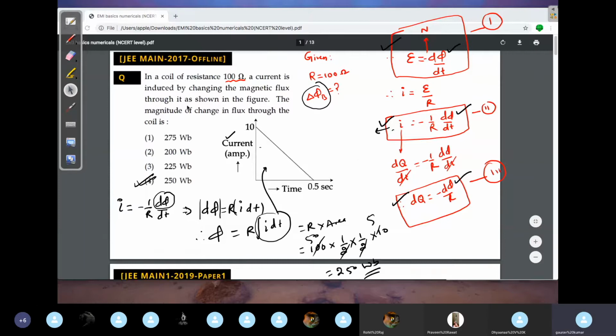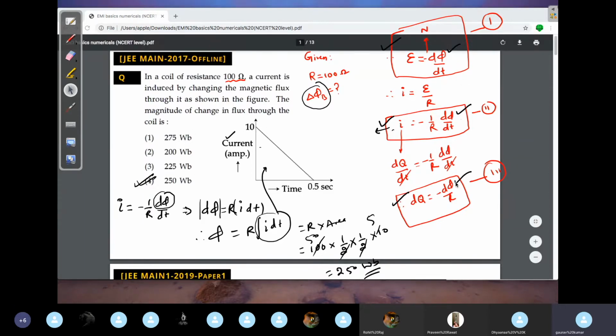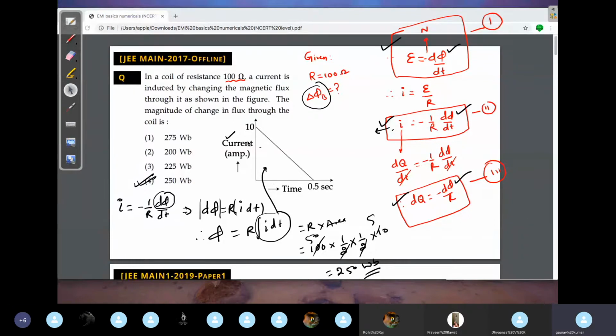Now coming to this question, what they're asking is the magnitude of the change in flux through the coil. d phi is available here. But they have given a current time graph. So why is the flux changing in the loop? Because the current is variable here, right? So we will use this equation.